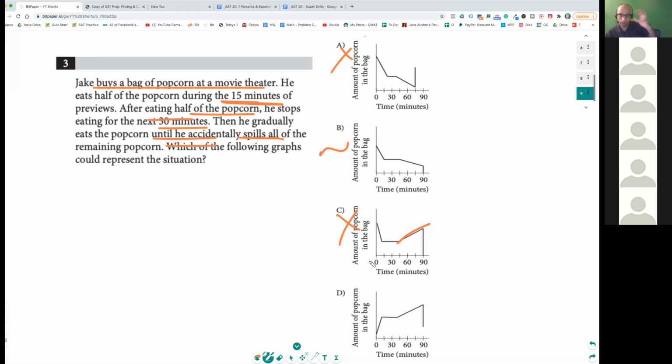The SAT is constantly trying to check if you can visually see these problems this way. Again, it increased. How can it increase? So this is gone, and that's why this is your answer without even looking. Of course, they're saying quite a few things here. He eats half of the popcorn, so it went to half over here. Then he stops eating. Don't waste your time this way. Just look at the answers. Sometimes you can get the answer faster this way, in less than 10 seconds. So remember, you've got 58 questions. Out of these 58 questions, if you practice really well with me, I would think 30 questions you should be able to solve in under 30 seconds.